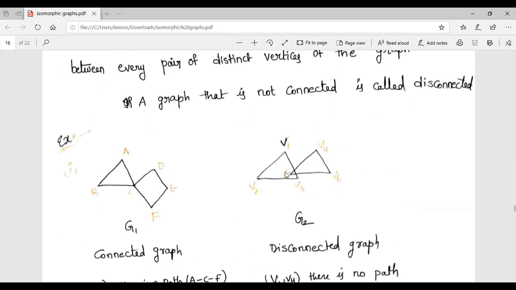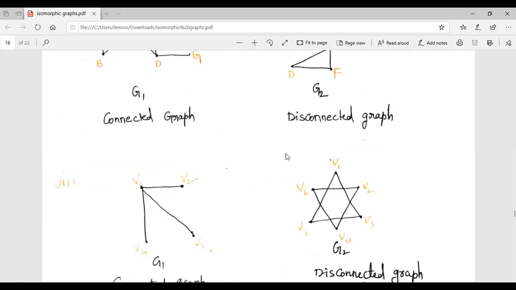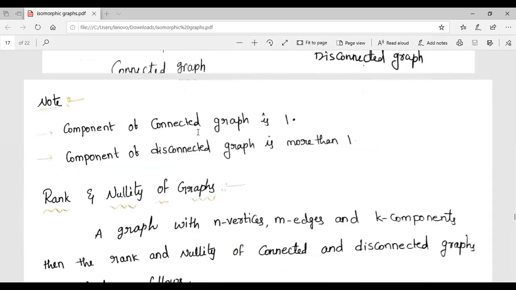In this graph also, the number of components of the disconnected graph is 2. So more than 1, not only 2, more than 1. But here the number of components of the connected graph is 1. So this is only one component. So a connected graph has one component and a disconnected graph has more than one component. That is the note point here.